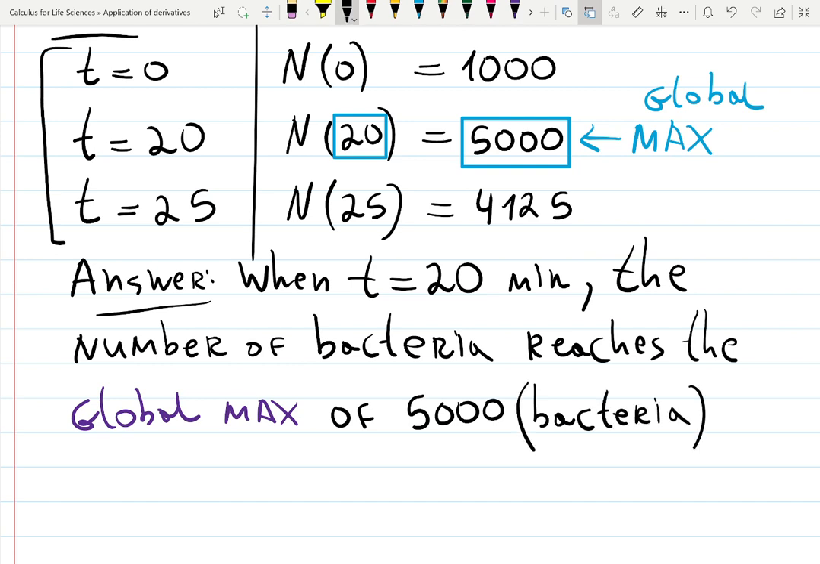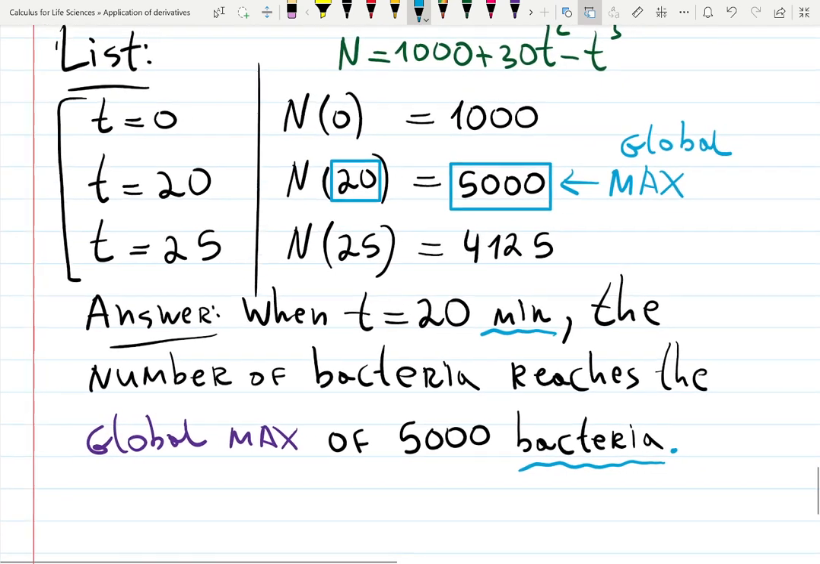I like putting units in parentheses if you want to, but you don't have to. So units, bacteria is my input. No, time is my input in minutes. Bacteria is my output. Pretty cool.